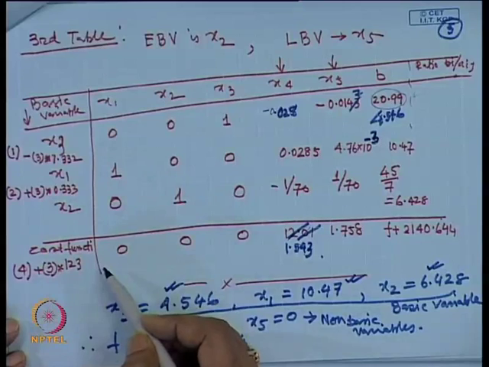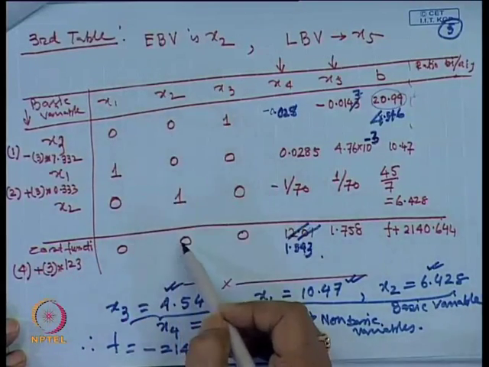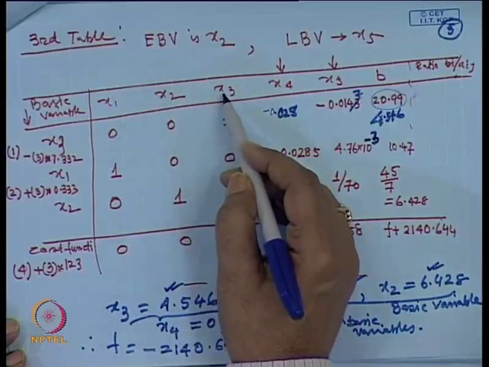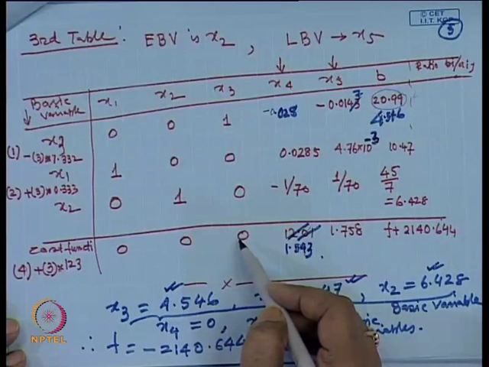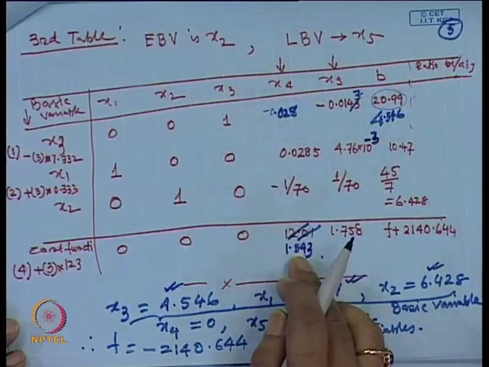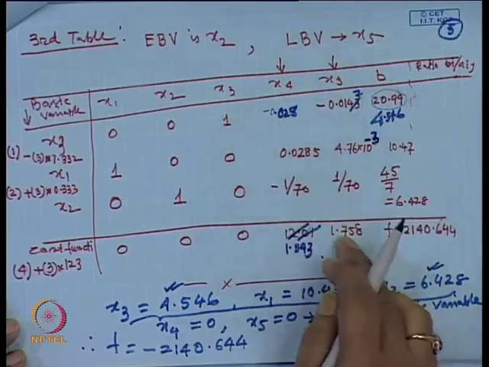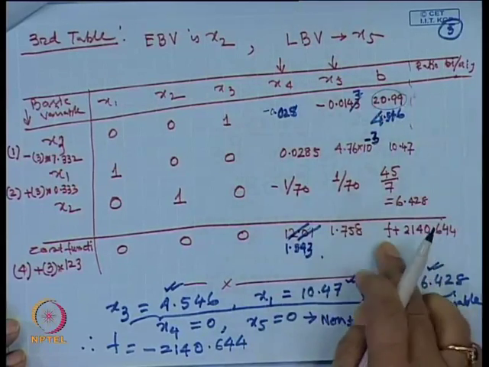And what is the cost function value? x1 multiplied by 0, plus x2 multiplied by 0, plus x3 multiplied by 0. x4 is a non-basic variable, its value is 0, 0 multiplied by this non-zero quantity is 0, this multiplied by 0, and this equals this quantity.